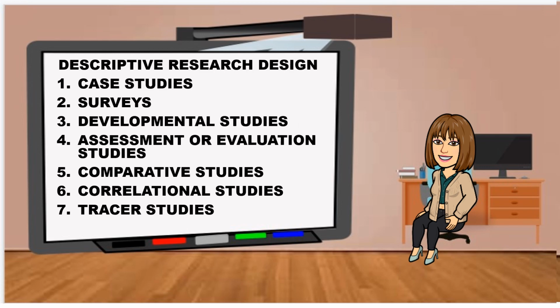Descriptive research design. It aims to accurately and systematically describe a population, situation, or phenomenon. It can answer what, where, when, and how questions, but not why questions. A descriptive research design can use a wide variety of research methods to investigate one or more variables.